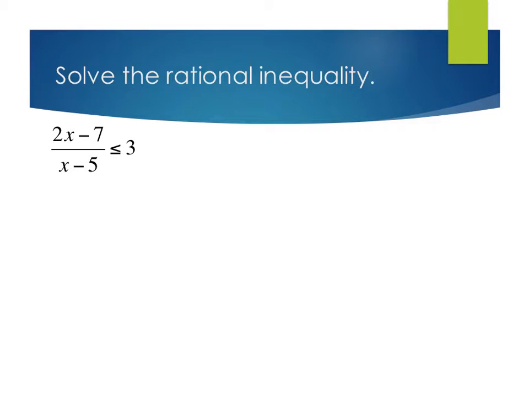Alright, so we're going to go ahead and take this and rewrite it as an equation. Okay, we're going to go ahead and solve this. Now we can either solve this by multiplying both sides by x minus 5, or if you want to try to cross multiply, that works too. It's the same thing, but I'm just going to multiply by x minus 5 on both sides.